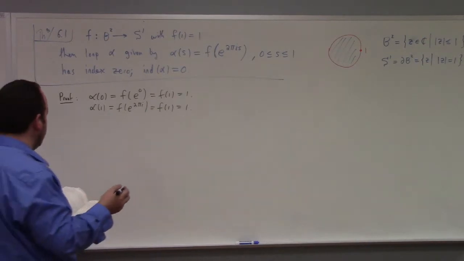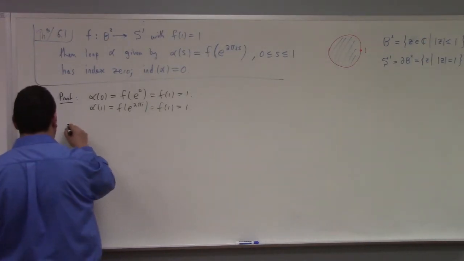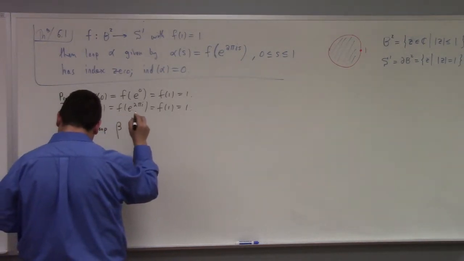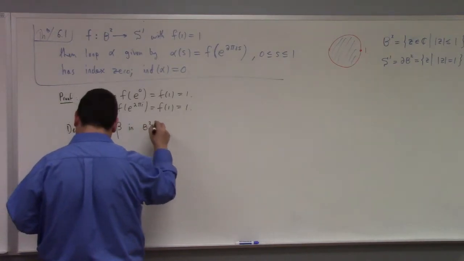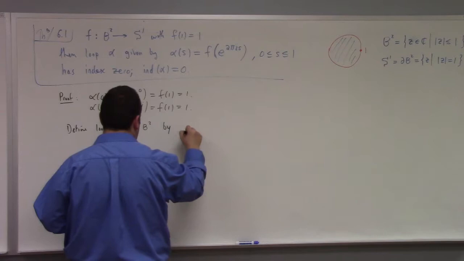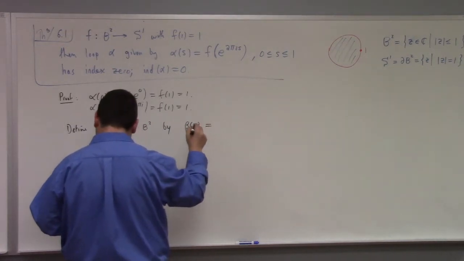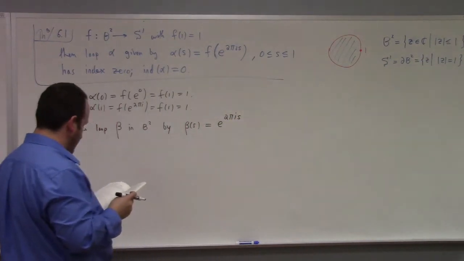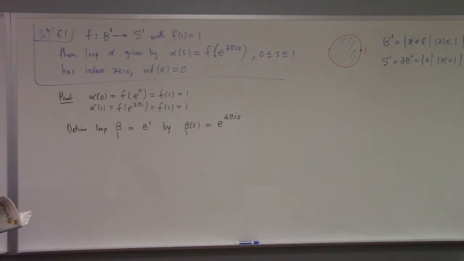Well, here's what he does. He says define loop beta in B2 by beta of S equal to e to the 2 pi i S, right? I mean, that's kind of what we were just talking about a second ago. That's just the counterclockwise parameterization of the unit circle. It's a loop, sure enough, right?